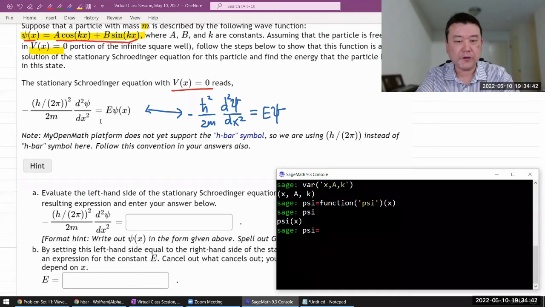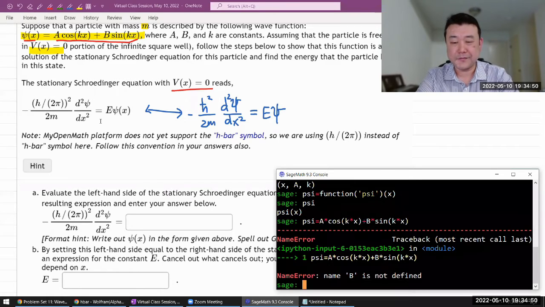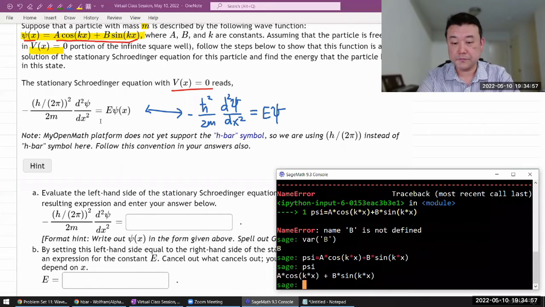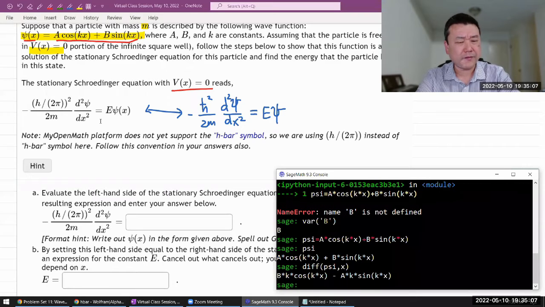Psi, function of whatever, is a times cosine of k times x plus b times sine of k times x. I think that's going to be fine. Oh, I forgot to declare b as my variable. Okay, that's my psi. Let me make sure I can take the derivative of this. So differentiate psi with respect to x. I think that looks fine.